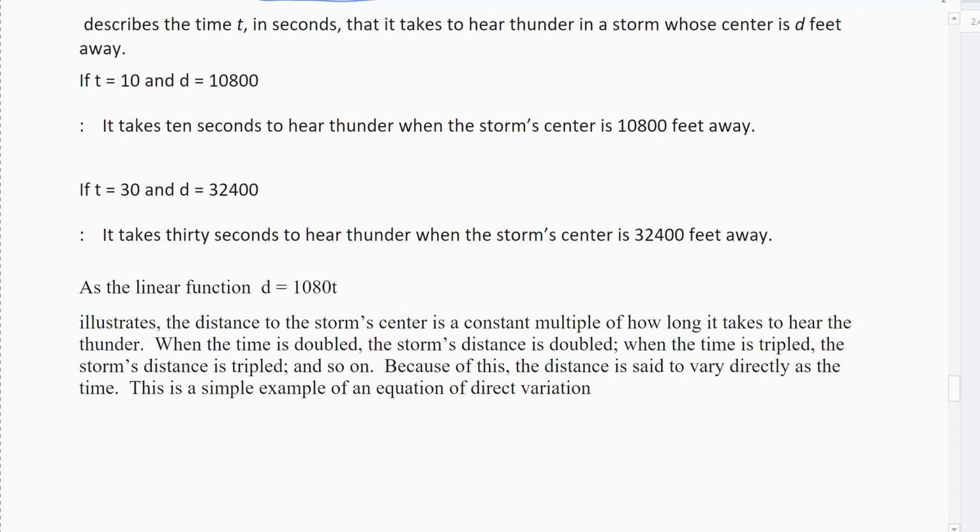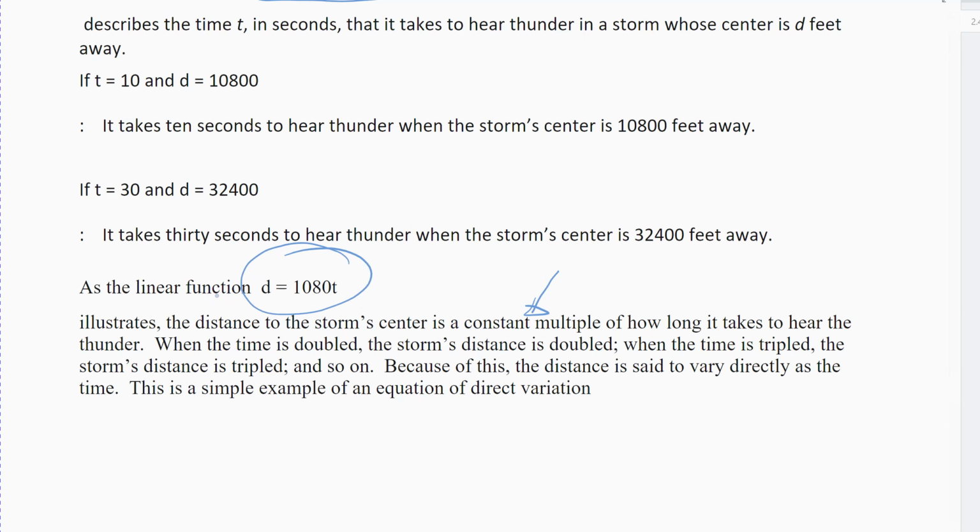There's a direct relationship, and we know the relationship is that number 1080. What this illustrates is that the distance to the storm's center is a constant multiple of how long it takes to hear the thunder, and that's why it's a linear case. When time is doubled, the distance is doubled. When the time is tripled, the distance is tripled, and so on, because there's a direct correlation. The distance always varies directly with time, and it's the same variation. It's this equation. So this is a simple example of direct variation.